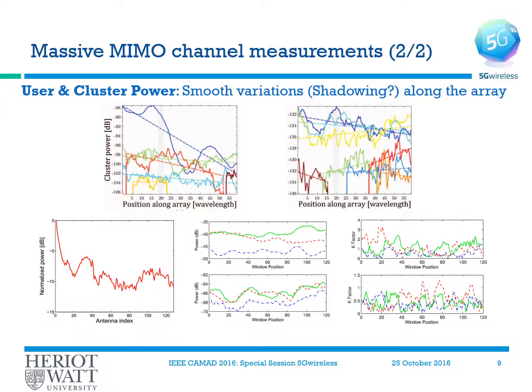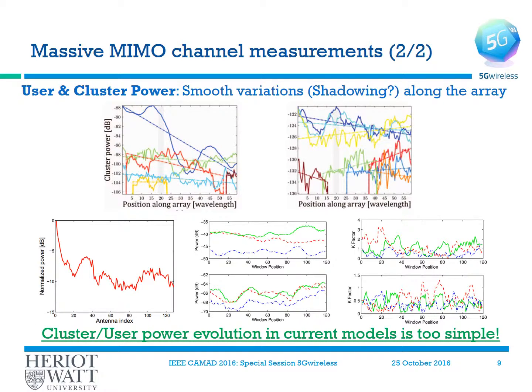Below, these figures represent not cluster but the total power variations on the array for different users and conditions. Here, cluster disappearance cannot be observed, but the resulting power varies in a similar way. Last figure represents the Rician K factor for different users in line of sight and non-line of sight situations. It's quite variable along the array as well. Based on these measurements, cluster disappearance or linear visibility gains seem two simple approaches to model cluster evolution.